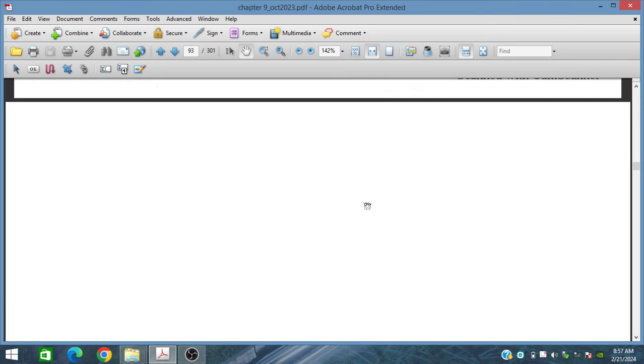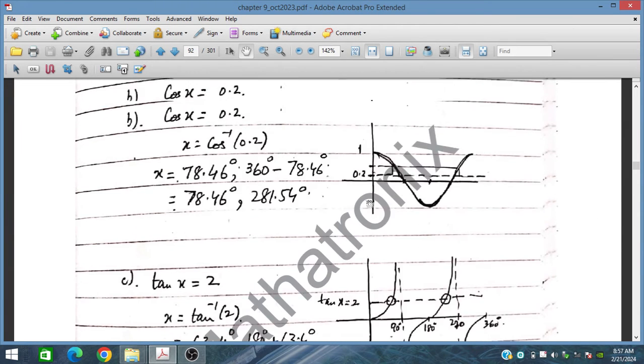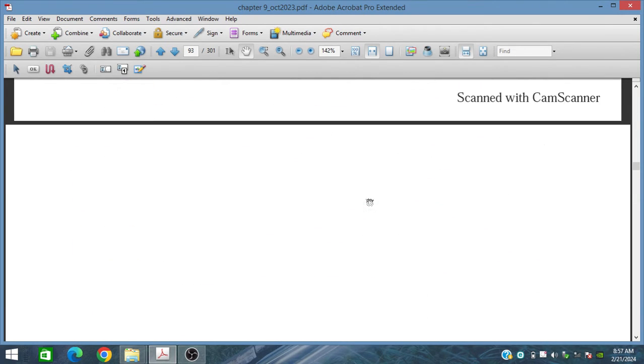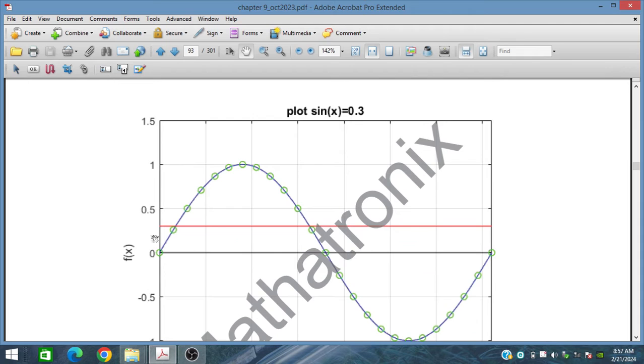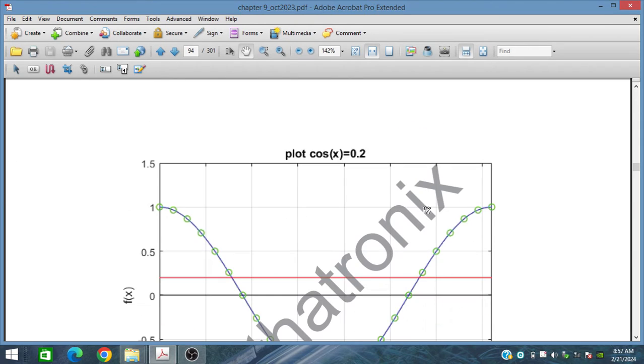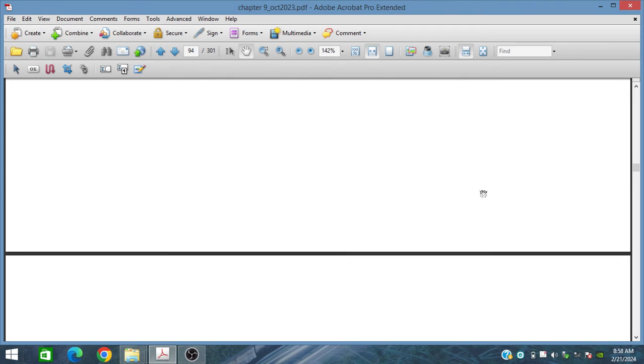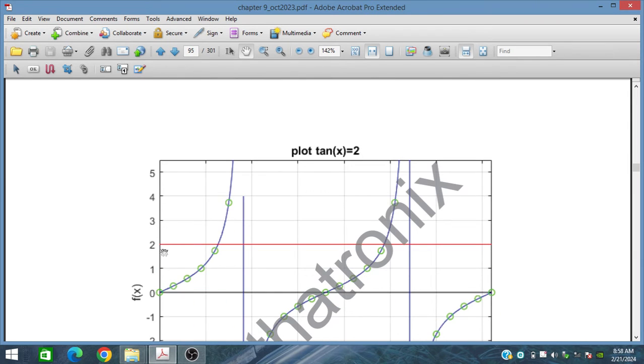So now we will plot all the a to d values. First of all, sin x is 0.3, and we have this value and this value, which we have already evaluated. Similarly for cos 0.2, we see it in the first quadrant and in the fourth quadrant. This value can be read from here. Similarly for tangent 2, it's intersecting here in the first quadrant and in the third quadrant.